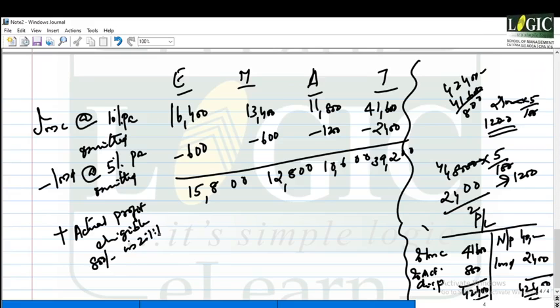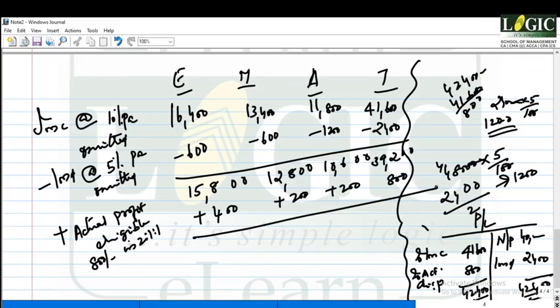Okay. So 800 into 2 by 4 is 400. He is eligible for 400. He is eligible for 200. He is eligible for 200. So 800. This is the final figure: 16,200, 13,000, 10,800, and totally it is 40,000.